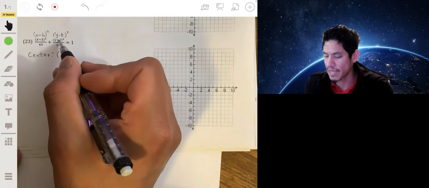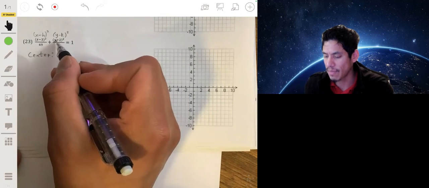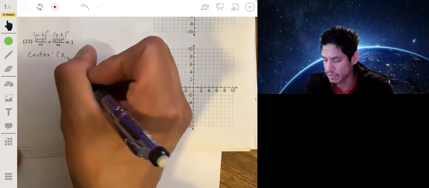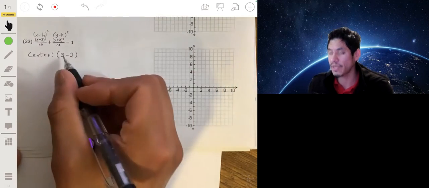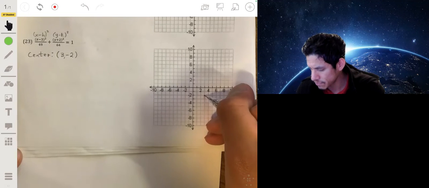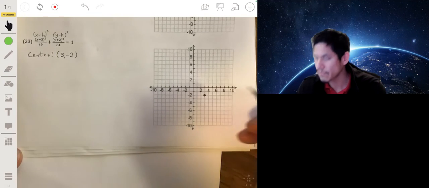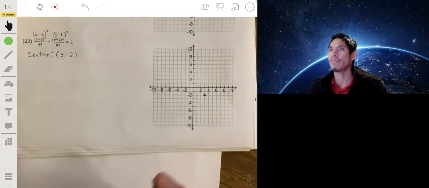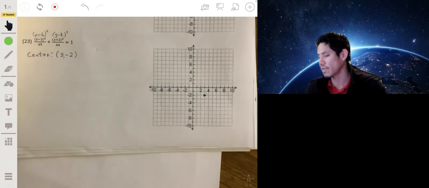And then k will be negative 2, because y minus negative 2 is the same as y plus 2. So the center will be at 3, negative 2. So let's plot that first. All right, so now we want to figure out where the vertices and co-vertices are.